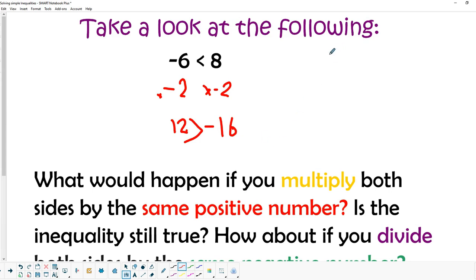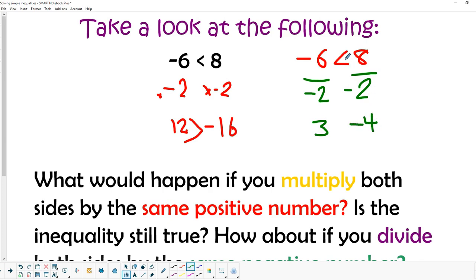So if I did the same thing, only with division, let's try division. Negative 6 less than 8. Let's divide it by negative 2, just for the fun of it. We're just dividing by a negative number to see what happens to an inequality. And this is the only exception that we're trying to point out. Negative 6 divided by negative 2 would be 3, and 8 divided by negative 2 is negative 4. So it would make sense that the inequality arrow would flip the other way and point to the right instead of pointing to the left like it was originally.